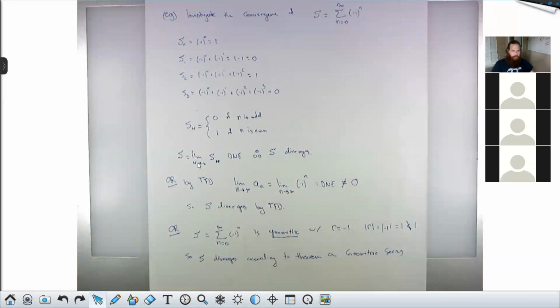TFD works great. TFD is nice and fast. I'm a fan of this solution. The partial sums approach is nice in that it gives you some insight as to why the series diverges. But if you just want to know whether or not the series converges or diverges, TFD does it really fast. So does the argument using geometric series. And you want to get comfy with all of these.